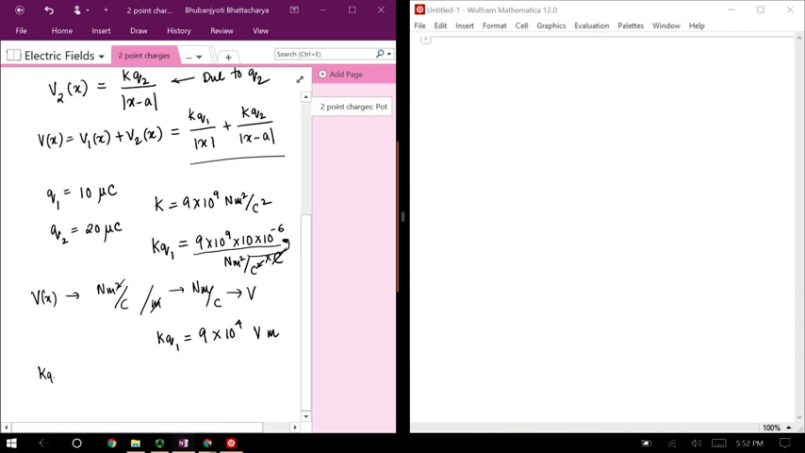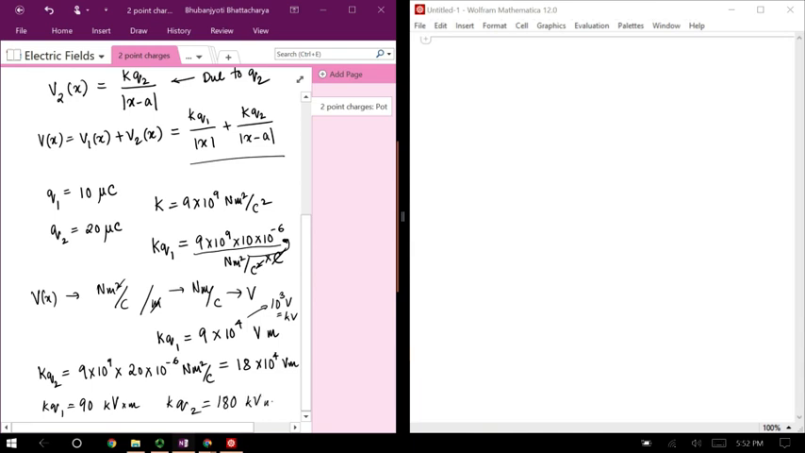Okay, what is KQ2? So KQ2 similarly is equal to 9 times 10 to the 9 multiplied by 20 times 10 to the negative 6 Newton meter squared per Coulomb, which is going to be equal to 18 times 10 to the 4 volt meter. Okay, let's simplify it a little bit. 10 to the 4 times volt. So let's take out the 10 to the 3. 10 to the 3 volt is equal to a kilovolt. So then we get KQ1 is equal to 90 kilovolt multiplied by meter, and KQ2 is equal to 180 kilovolt times meter.